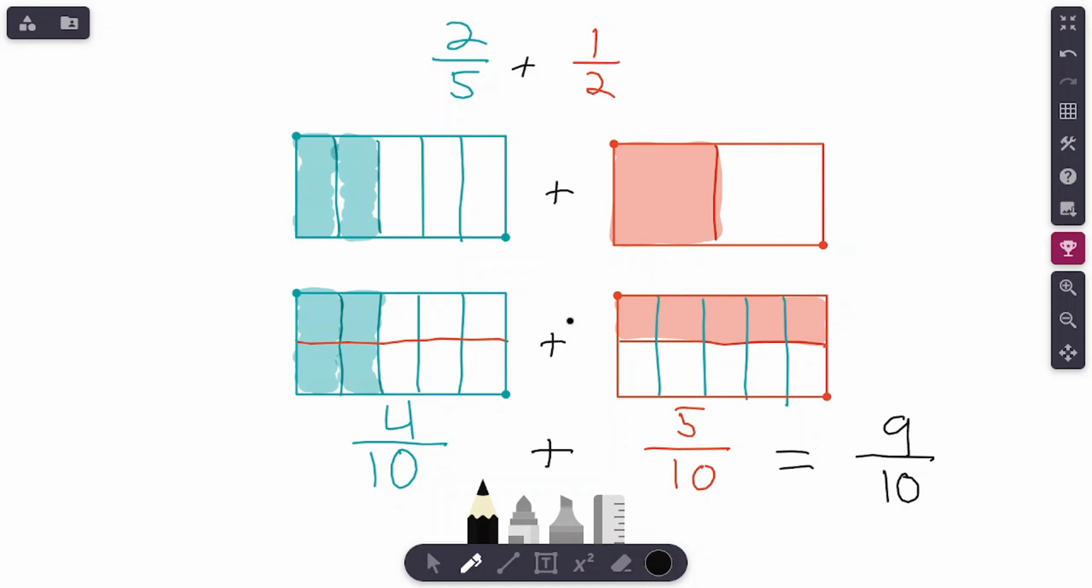All we're doing is we're drawing models to help us see, 1, how we're creating an equivalent fraction, and then 2, how we're adding those, right? We had 4 pieces here, 1, 2, 3, 4, 4/10. We had 5 pieces here, 1, 2, 3, 4, 5, 5/10, and we just added them up and we got an answer of 9/10. All right.